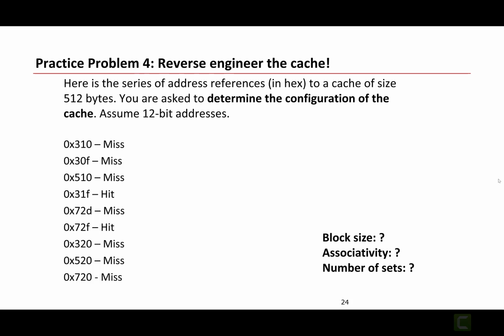So let's see how we can go about deriving those constraints for this problem. So we're given the cache size to be 512 bytes, and the address is 12 bits and nothing else. We have to figure out the block size, associativity, and the number of sets, all from this data that we are given here. Okay, let's see how to go about figuring out the block size first.